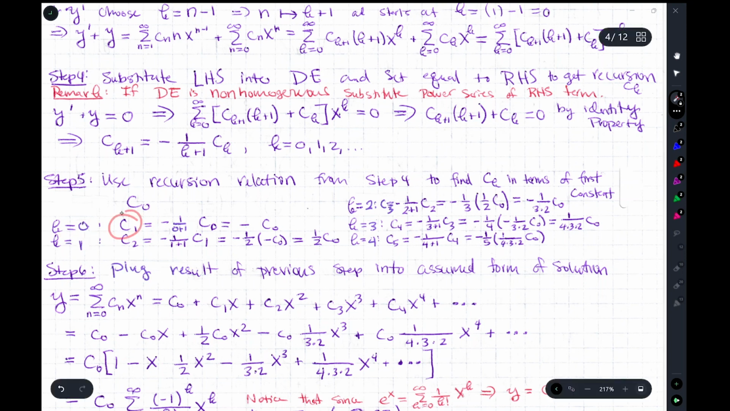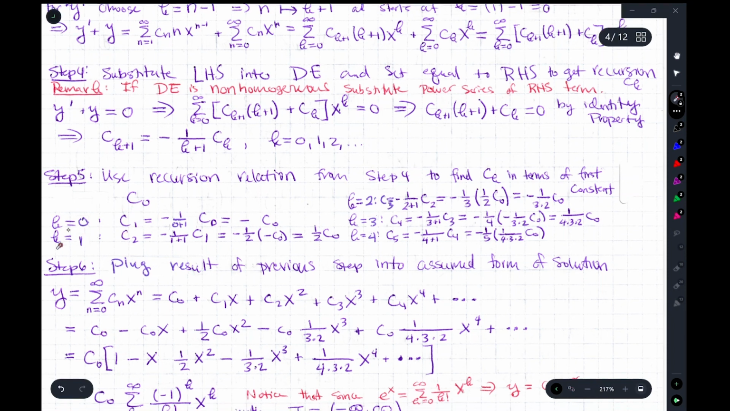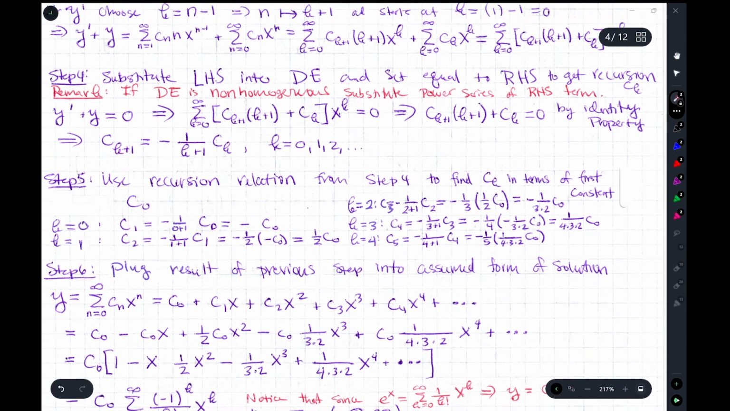I then want to find out C1. So how do I get C1? I plug k equals 0 into this equation, and I get that whatever C naught is, C1 better be negative C naught.